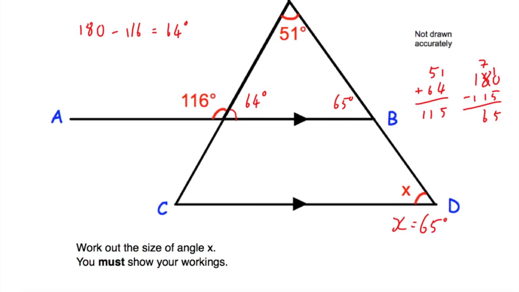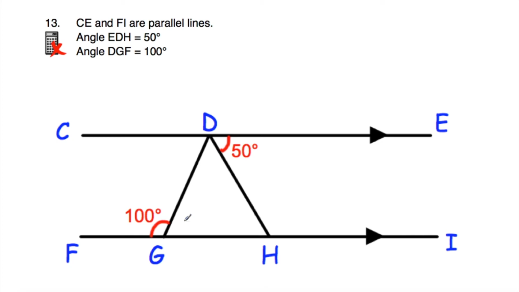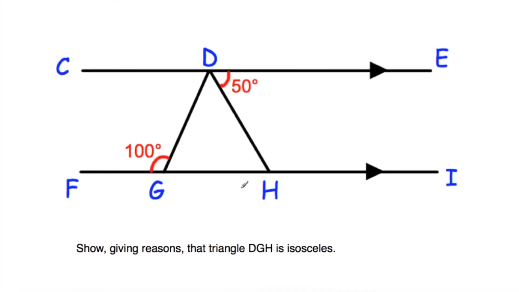Okay, let's have a look at our next question. So question number 13, we've got that CE and FI are parallel lines, and we can see that with these two little arrows. We're told the angle EDH is 50 degrees, yeah, we can see that. Angle DGF is 100 degrees. And then the question carries on, it says, show, giving reasons, that the triangle DGH, this triangle, is isosceles.